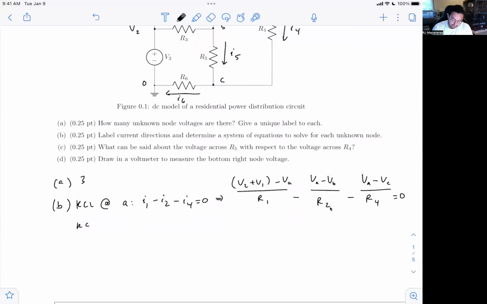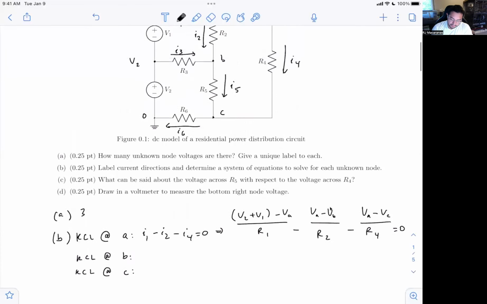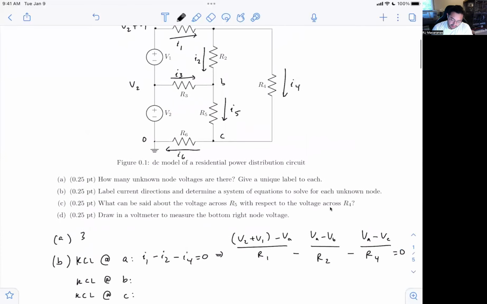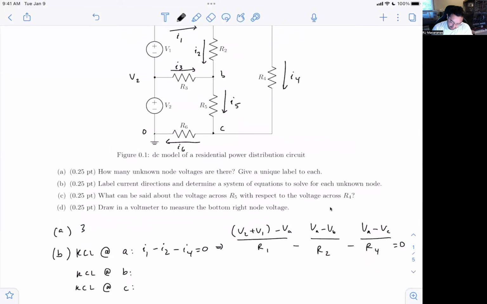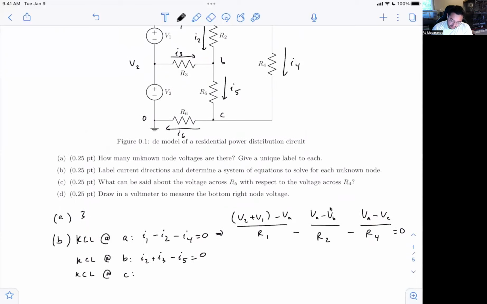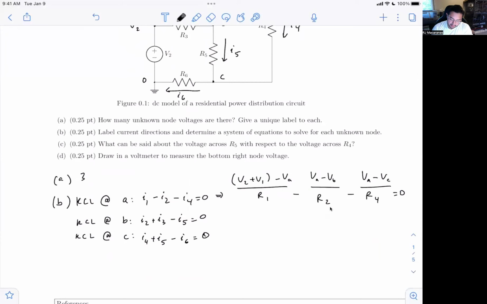So then in similar fashion, you can find KCL equations at node B and node C. I'll just write the currents, and then you'd have to expand them out accordingly. So at node B, you've got I2 and I3 going in, I5 coming out. And at node C, we've got I4 and I5 going in, and I6 going out. So I think most people got that correct.